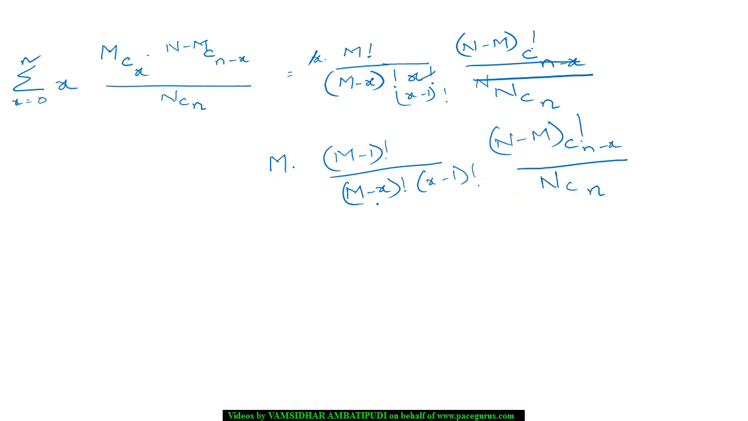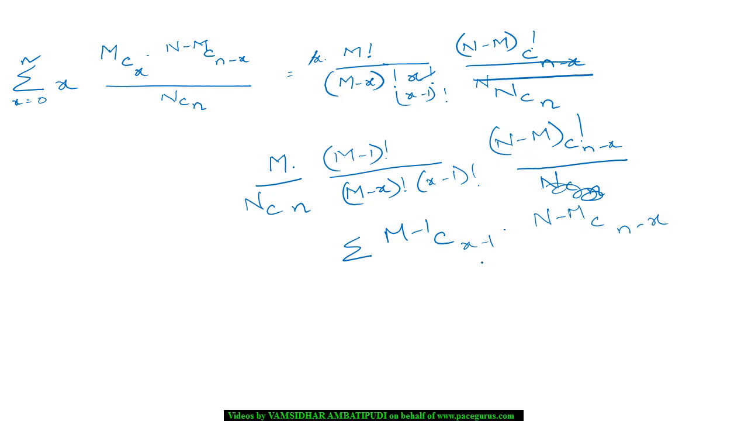And if I also take this one out, nCn also, if I take here, this is what is becoming m factorial divided by m minus x factorial into x minus 1 factorial. So this becomes m minus 1, so summation is still there, m minus 1 C x minus 1, and this is becoming n minus m C n minus x.